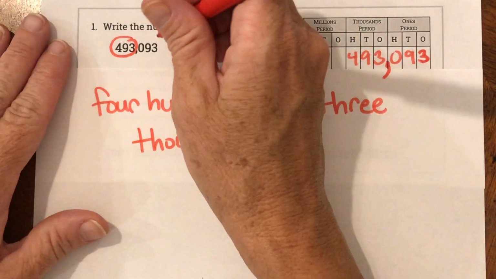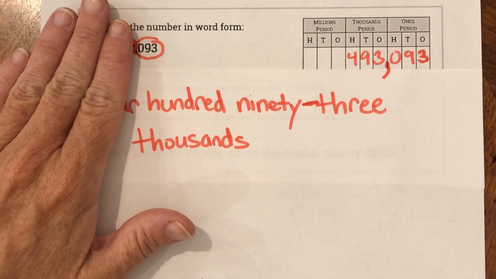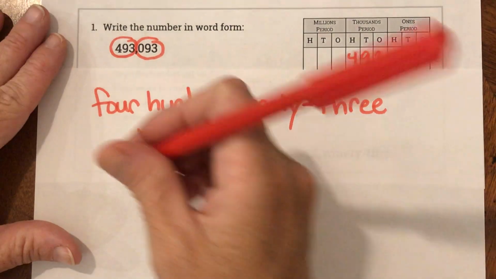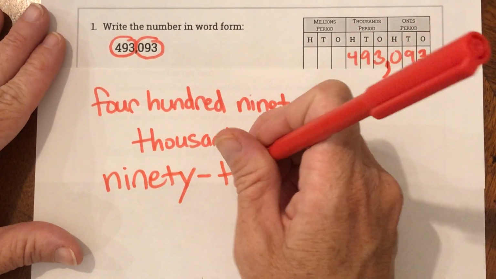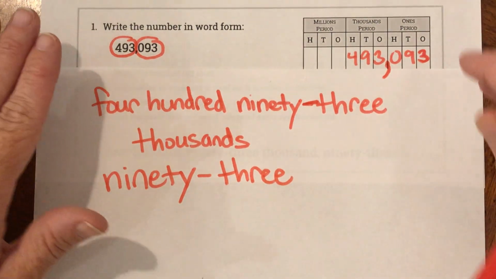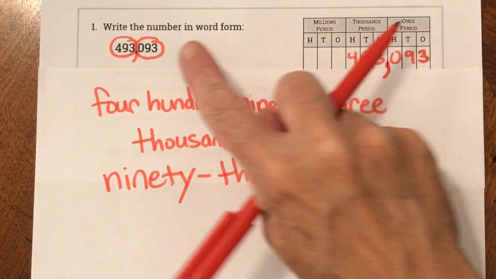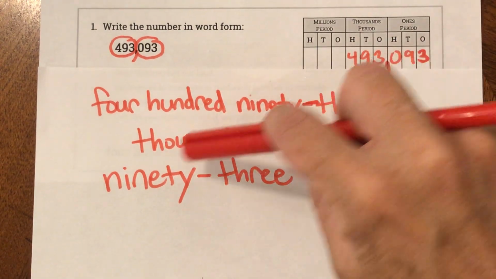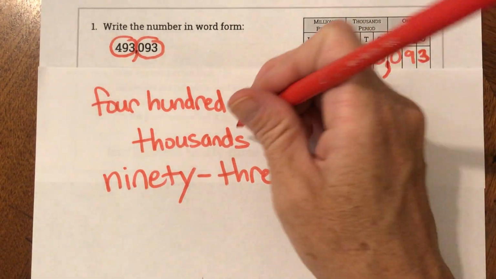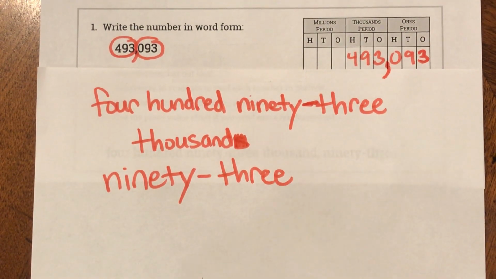Then I'm going to look at my next period. My next period is 93. If I just looked at that by itself, I would call that 93. And I don't say ones because I say the period when there's a comma there. So since I don't have a comma here, I don't say the ones. So I just say 493,000. I'm sorry, not thousands, 1,000, I apologize, 93. That is how I would write that number into word form.